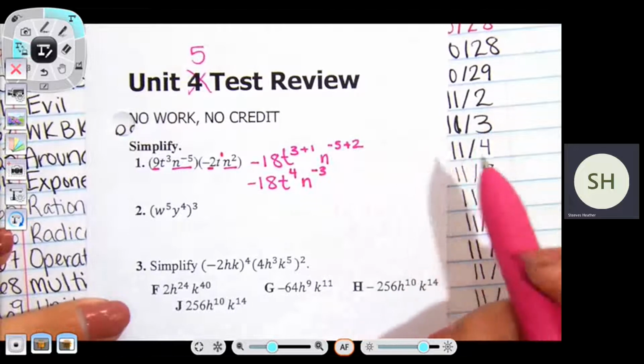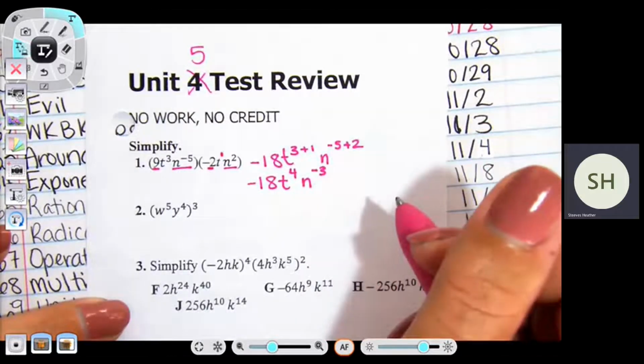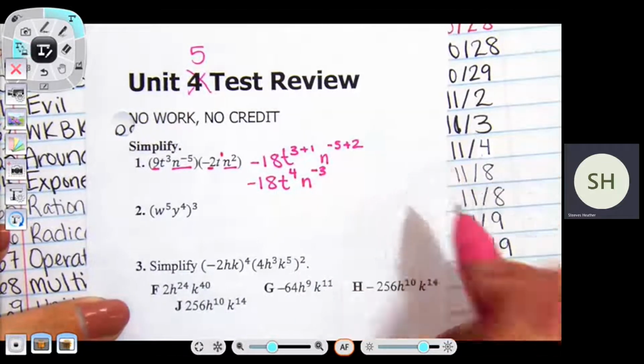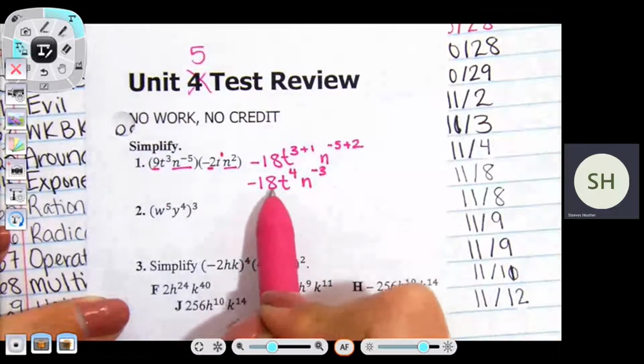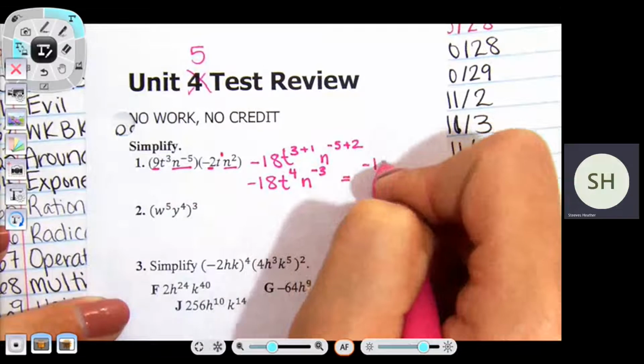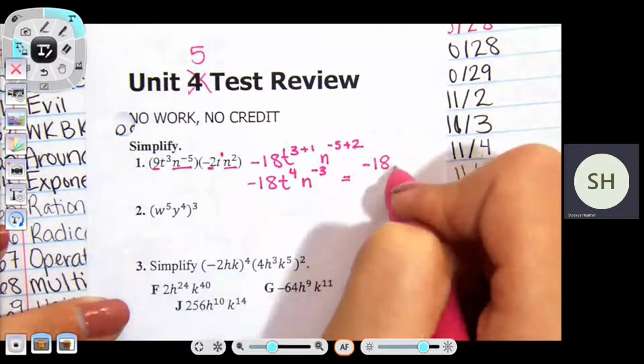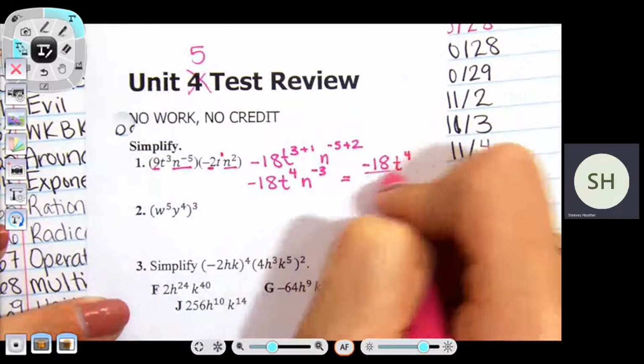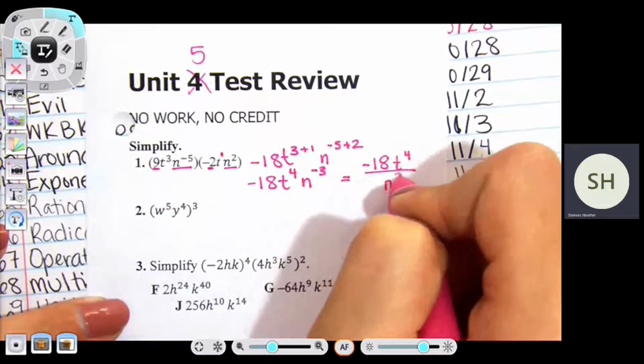And then I'm going to make all my negative exponents positive by bringing them to the denominator. So the 18 is a coefficient, that's a whole number. So I'm going to leave that in the numerator. It just is -18 in the numerator. T to the 4th over n to the 3rd power.